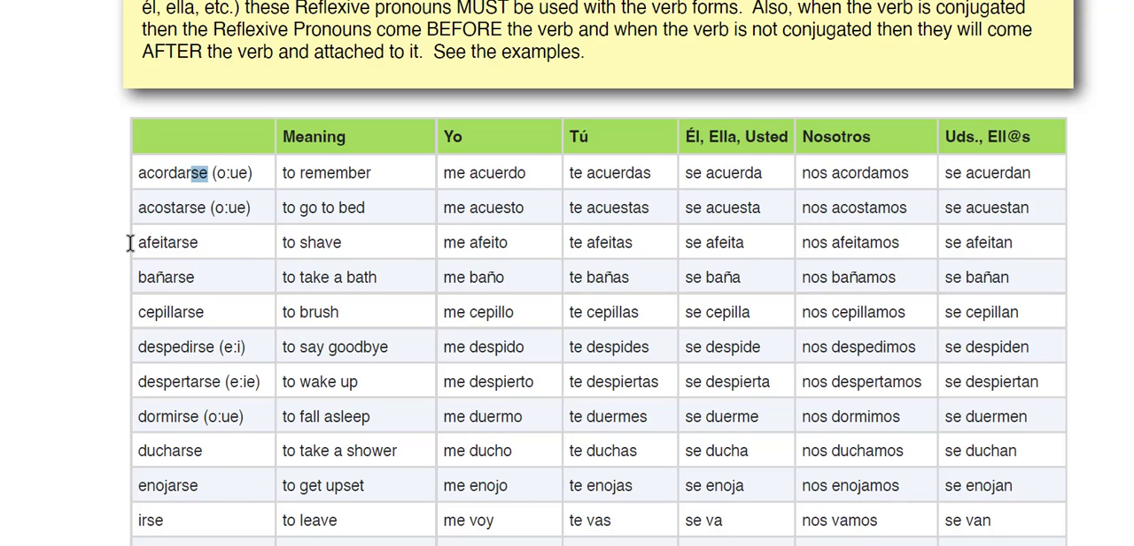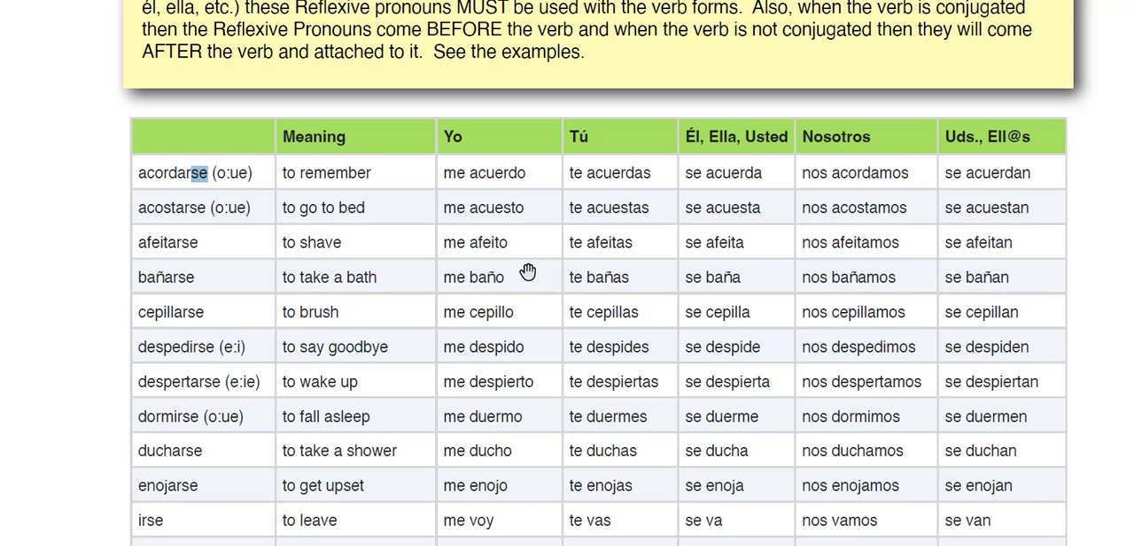So I'm just going to run down through and say each verb and what it means and look at the yo forms. Afeitarse is to shave. I would say me afeito. I shave myself. Nobody else is shaving me. I'm doing it all for myself. Bañarse, to take a bath. Me baño.